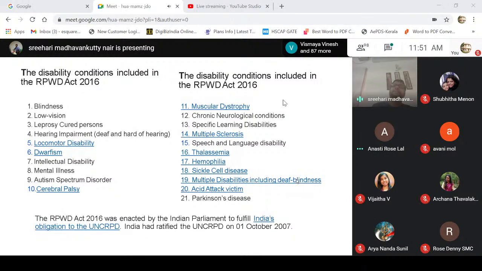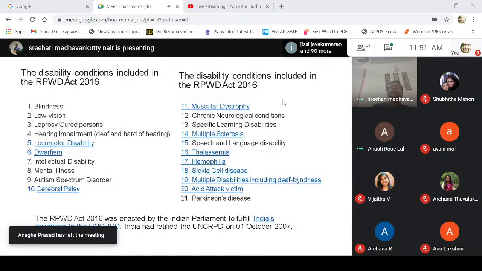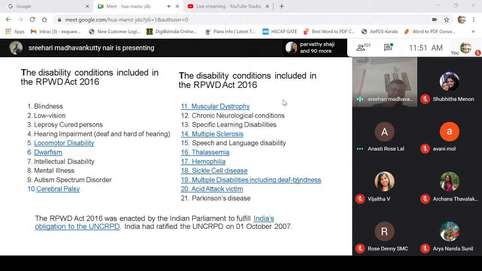Dwarfism is one of the things that is very difficult to define, because the standards that we use to check the height and give a definition of dwarfism, and the causes of dwarfism, are a spectrum. So it is a little bit difficult to identify or put into a particular area. And the support systems for dwarfism also are not really uncovered properly.